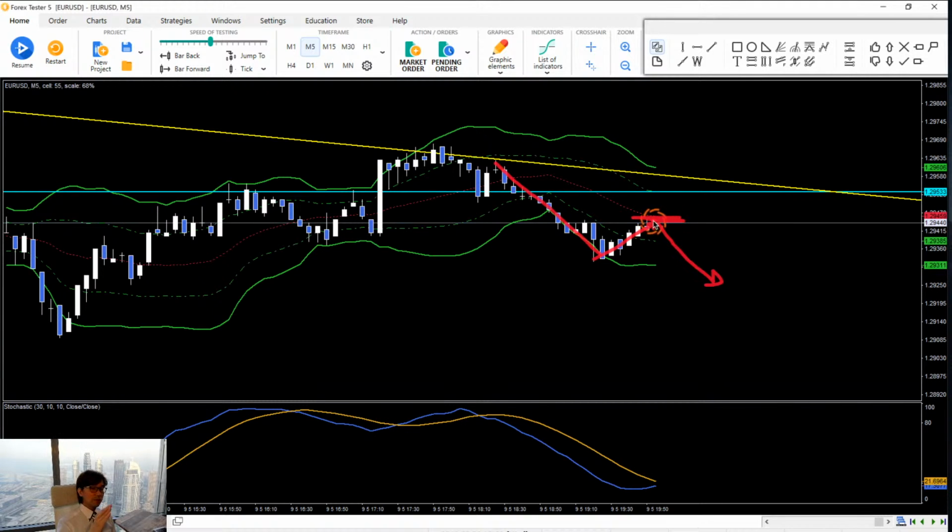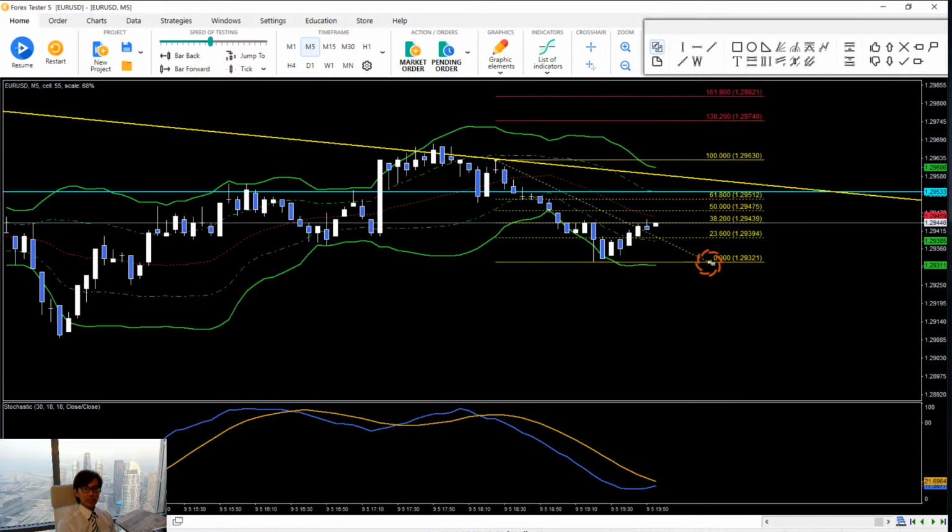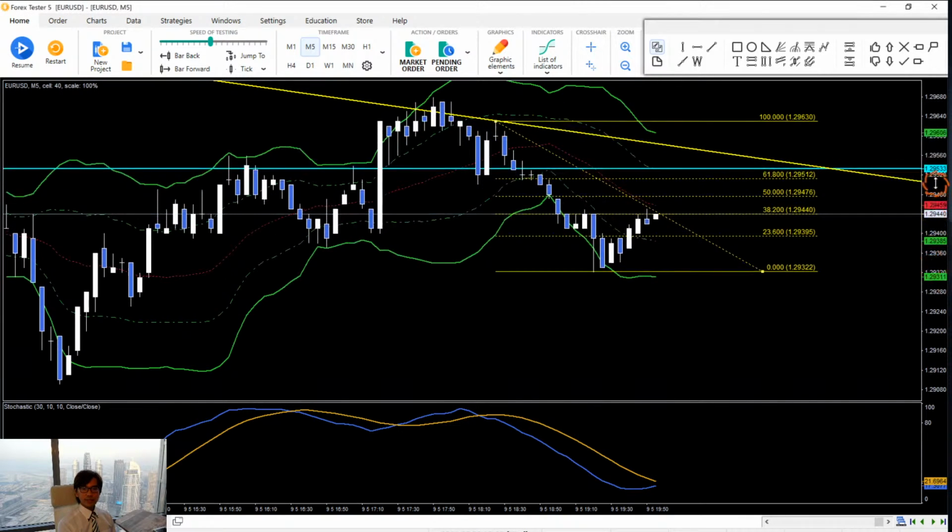If the market is moving right now, I draw the Fibonacci level right now and see if the market is at one of the Fibonacci levels. So I take the Fibonacci retracement tool and drag it from the most recent high in the 5-minute chart to the most recent low, like this. And I see that the market is at the 38.2% level.